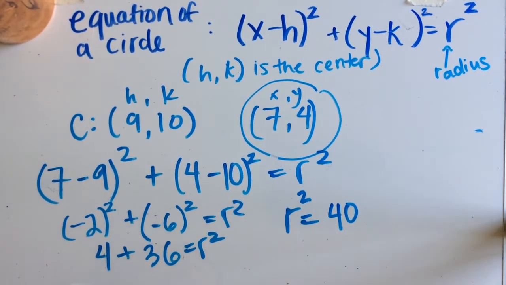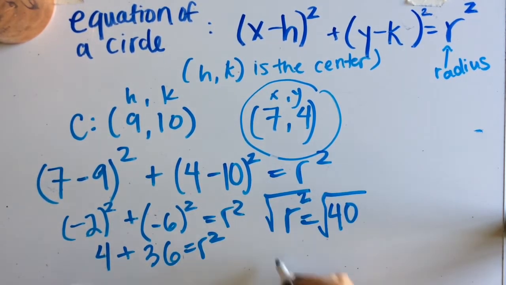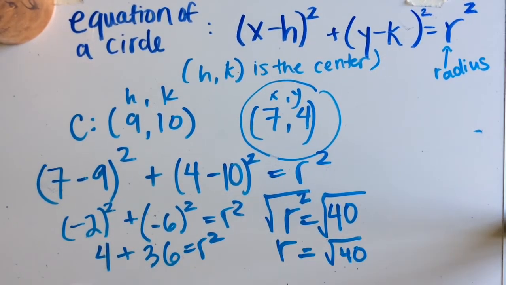So now I still want to leave r alone, and there's still a squared there, so I'm going to do the opposite and square root both sides. So that gives me the square root of 40. And you can just leave it as a square root, that's fine. Okay, so I know what my r is.